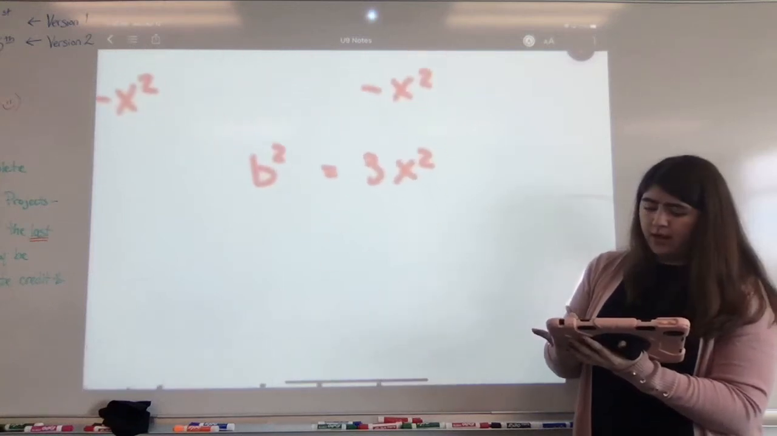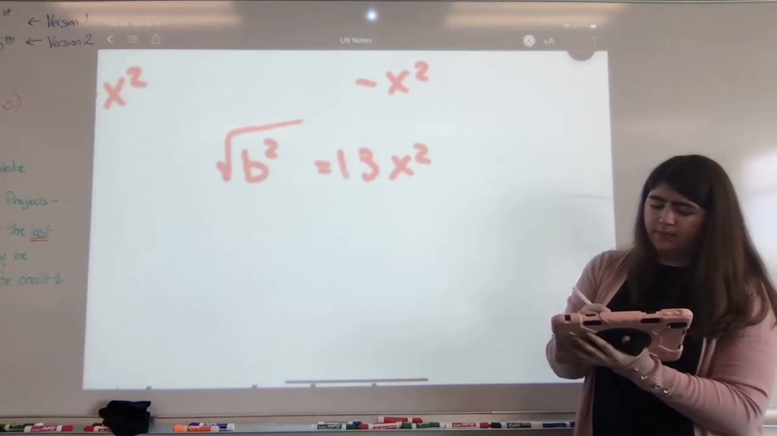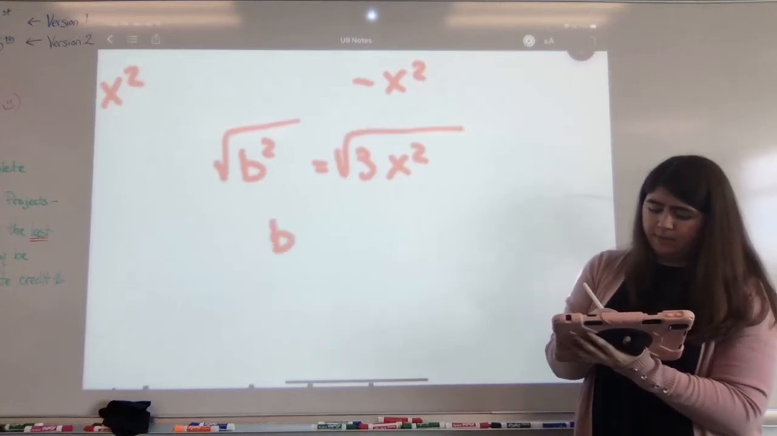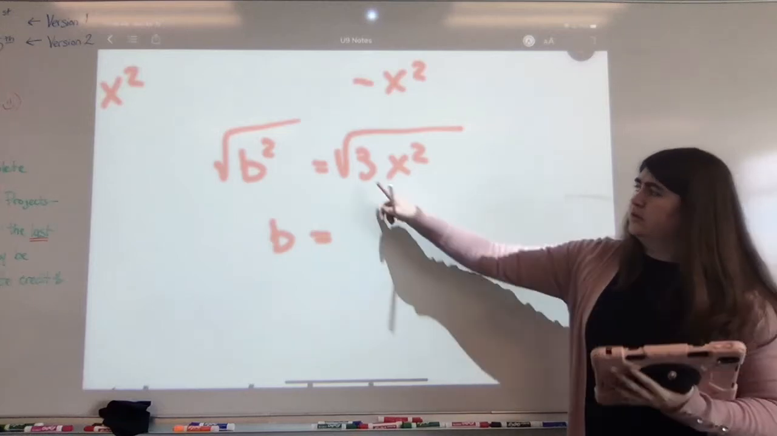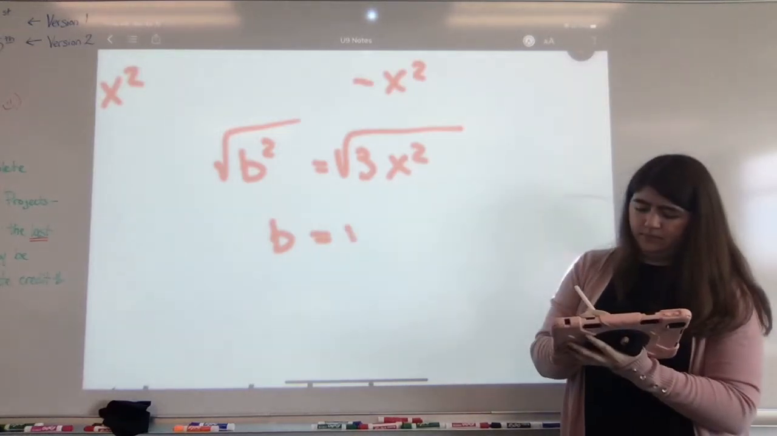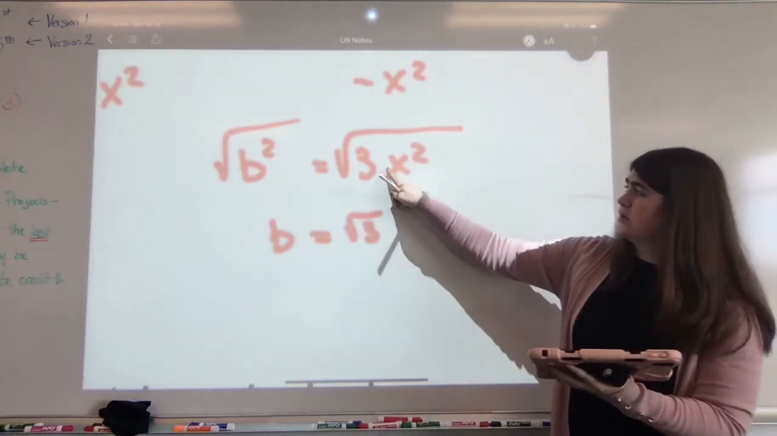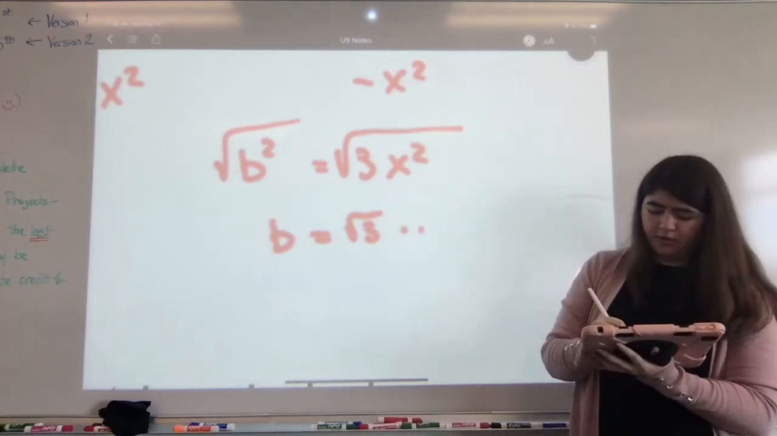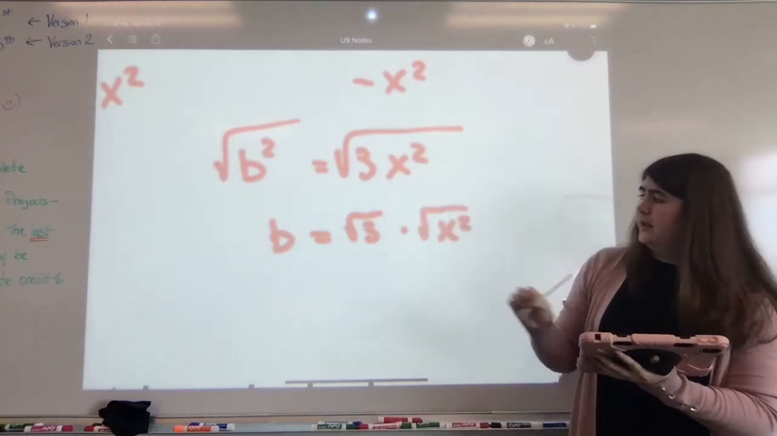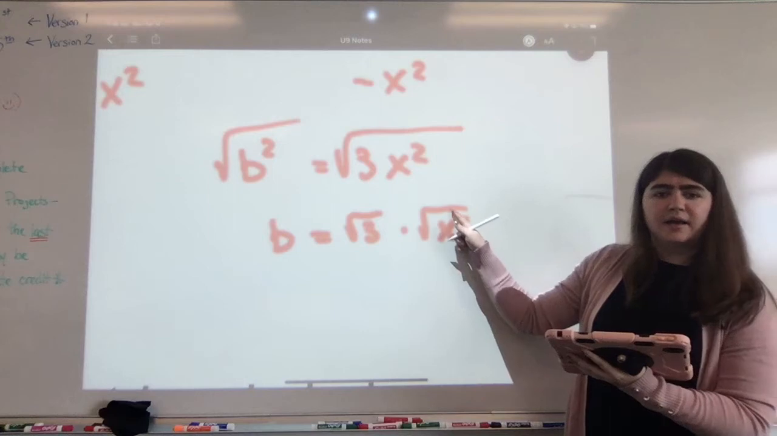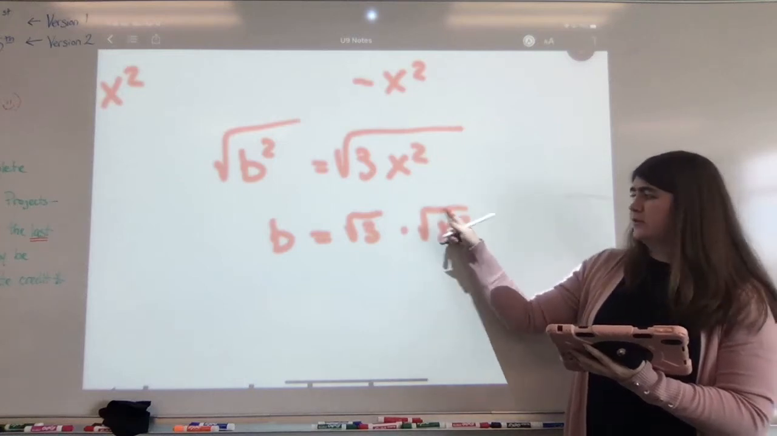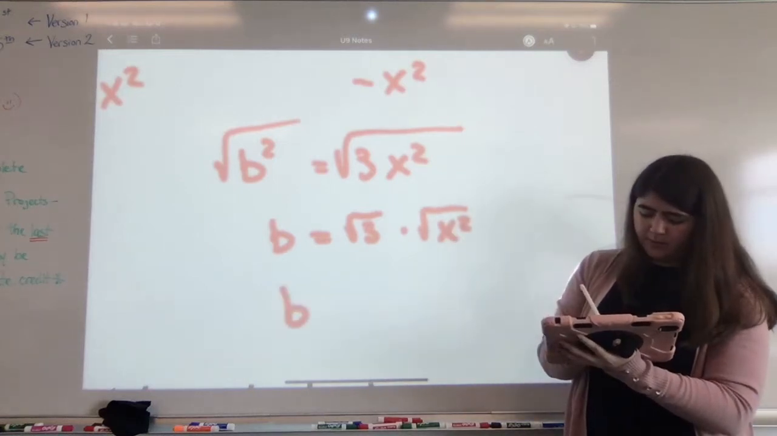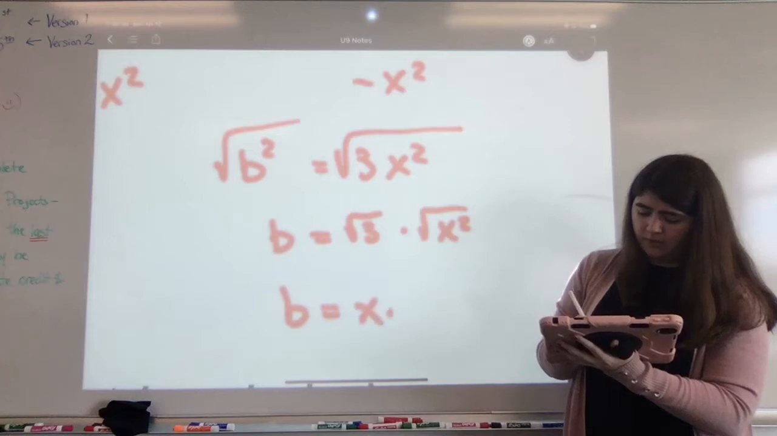Like before, I'm going to take the square root to get b by itself, which means that b is equal to the square root of 3 times the square root of x squared. And again, this x squared is under a square root, so that cancels. That leaves me with b is equal to x square roots of 3.